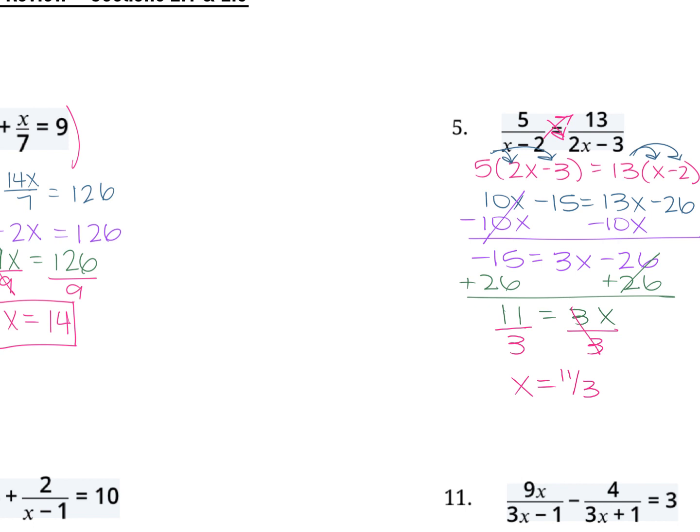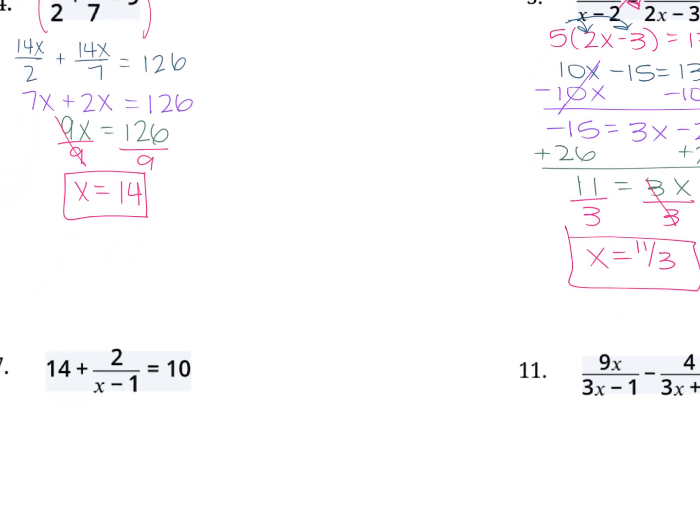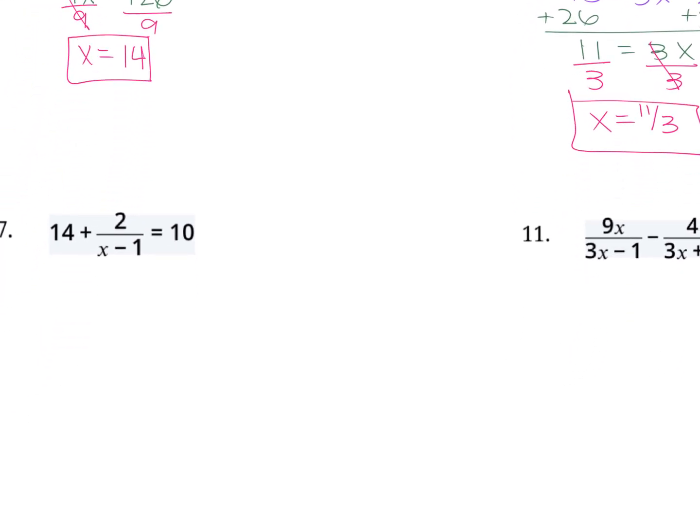Now with this one, you're going to want to check it because there is a denominator that has an x in it. As long as you can see that x cannot equal 2 and x cannot equal 3 over 2, and neither of those is your answer, you know that x is equal to 11 over 3 is fine. For our next example, we have 14 plus 2 over x minus 1 is equal to 10.